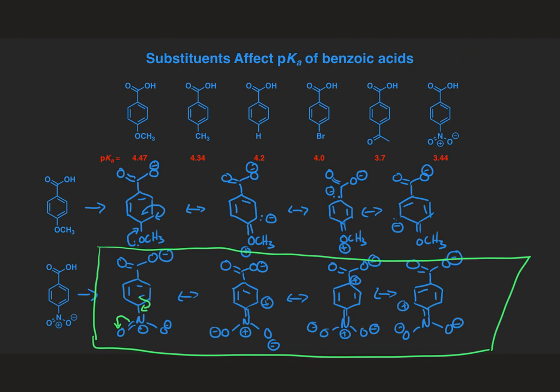Conversely, this methoxy group is pushing electron density into the aromatic ring, and so this methoxy group is destabilizing this extra minus charge, and so this methoxy group is less stable. It is a better base, and so it wants to pick up this proton more, and so it's a weaker acid.